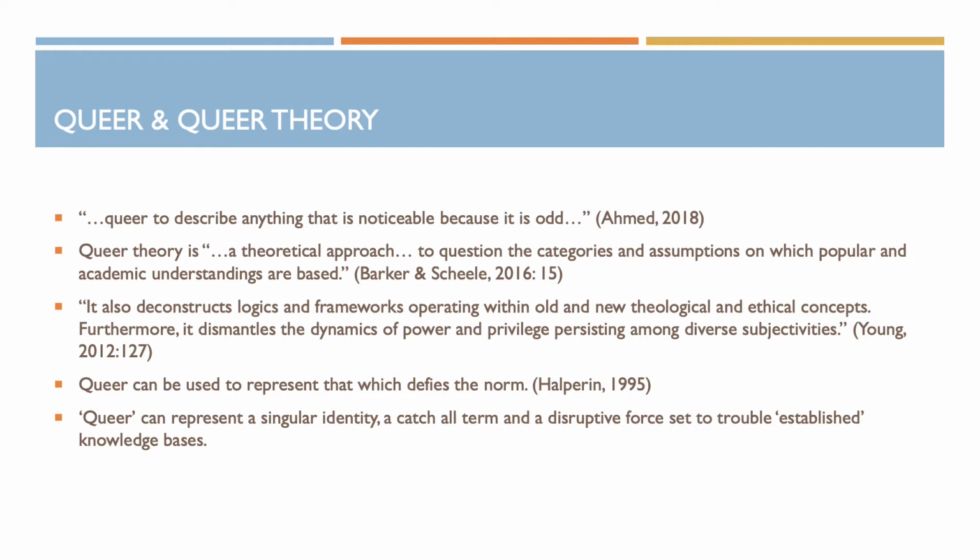Queer theory, developed in the 1990s, sought to critically develop the use of the term and uses queer more as something that is done. It's a theoretical approach to question the categories and assumptions on which popular and academic understandings are based. Queer can be used as a term to disrupt and to dismantle the dynamics of power and privilege. It can also be used to represent that which defies the norm. So in essence, queer can represent a singular identity, a catch-all term, and a force that's meant to disrupt and trouble established knowledge bases. Queer as a term can be contradictory and divisive, so it can produce interesting results when applied to pedagogical practice.